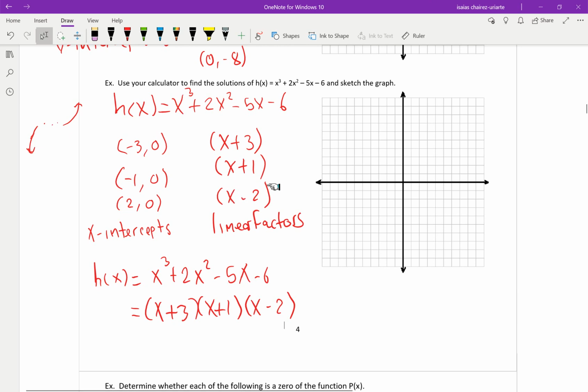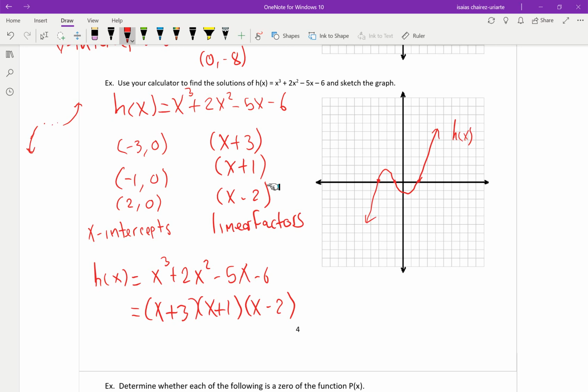Yeah? So let's graph this. So we said that we have negative 3 is an x-intercept, negative 1 is an x-intercept, and positive 2 is an x-intercept. And I'll do my best here to sketch the little graph. We already saw it on the calculator, but that is sort of what's going on. Yeah, this is my graph h of x.